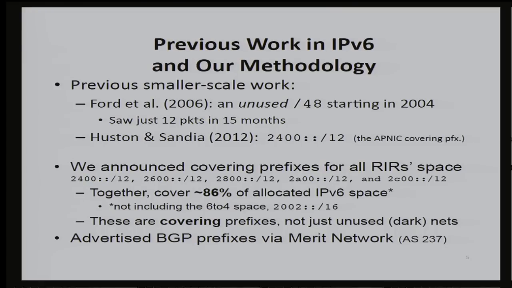So we announced 5 /12s, one from each of the RIRs. We got letters of authorization to do the announcements. We sent them to our upstreams. The upstreams said, no way. And then we said, no, this really is signed. It's a real letter. And then finally, those announcements were accepted. We advertised these /12 prefixes via Merit's ASN.